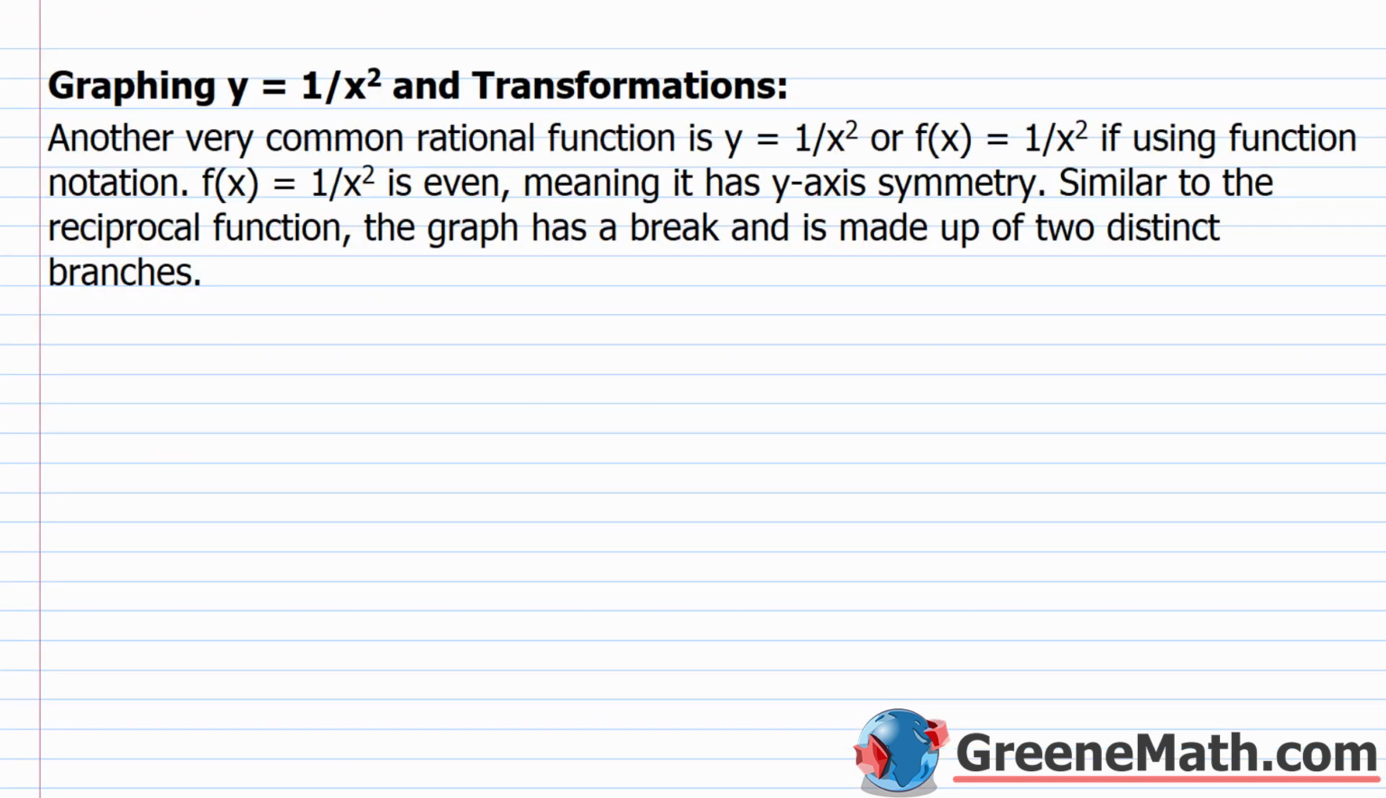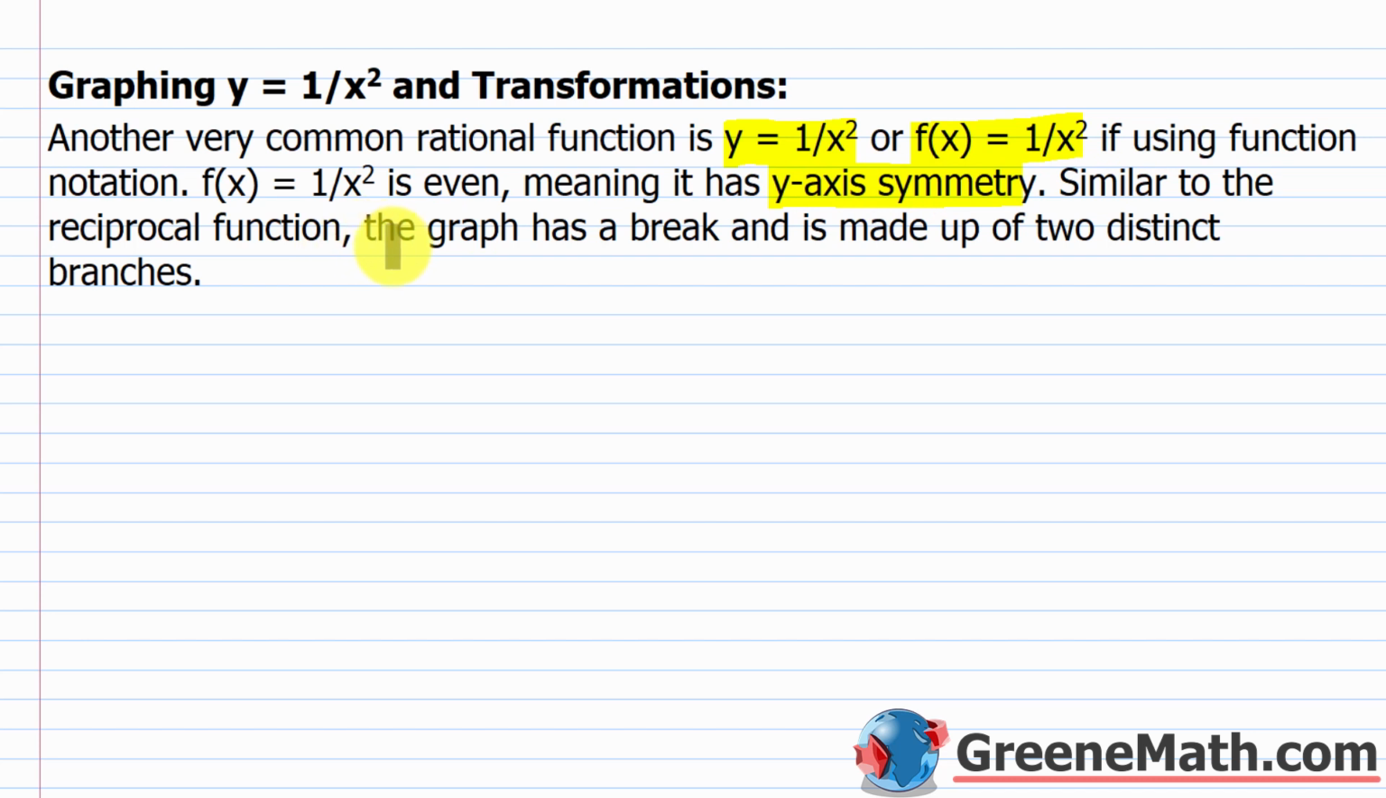All right, now let's talk about another one that's common in this section. So graphing y equals 1 over x squared, or again, f of x equals 1 over x squared in transformations. So another very common rational function is y equals 1 over x squared, or f of x equals 1 over x squared if using function notation. So f of x equals 1 over x squared is even, meaning it has y-axis symmetry.